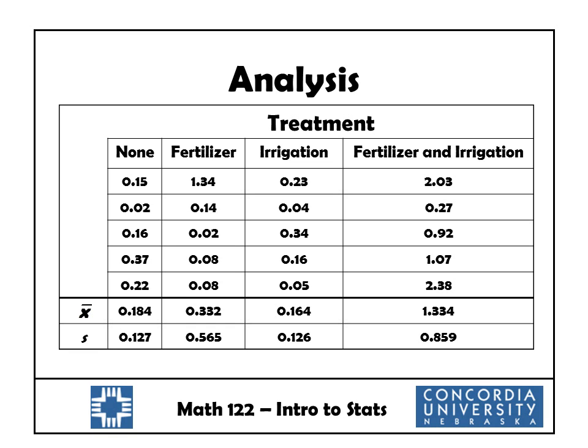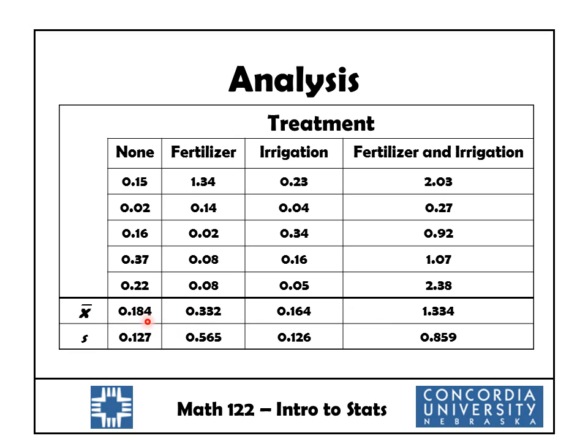So the first thing we might want to do is to calculate the sample means. And so for our first sample here, from this patch that received no treatment, we can add up these 5 numbers, divide by 5, and that gives us our sample mean for that patch. We can do the same thing for each one of the other patches. So here are 4 sample means.